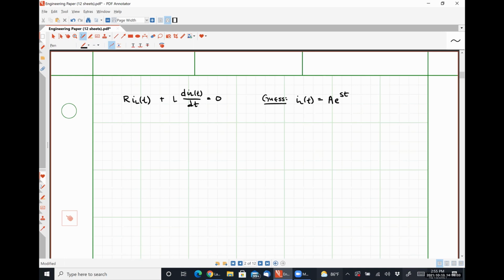So if I plug my guess for how my current behaves into my equation, I wind up getting R times A e to the st plus sL A e to the st is equal to 0. There is a common factor of A, so I'm going to take that out, and I'm going to have (R plus sL) times A, and there's a common factor of e to the st, is equal to 0 as well.